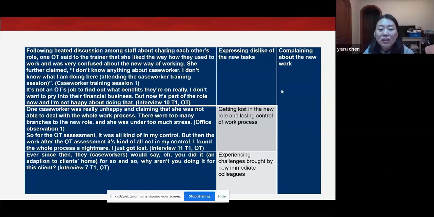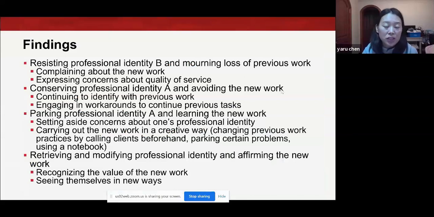So all these experiences made them complain about the new work and not like to continue working in the new way. So this is just an example to show one of the stages of how we actually analyze the data. Now I will go into details of the findings. What we found is 4 different stages across the 4 years of the study, in which the professionals gradually restructured their professional identity and accepted the new work.